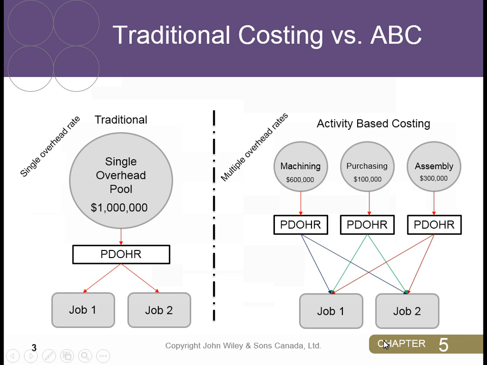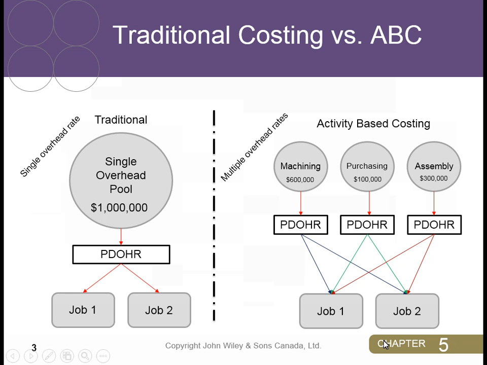Okay, but that's what ABC is. That's how it differs from traditional. Now again, the main benefit here is that, let's pretend we took a single activity pool here and allocated it based on direct labor hours. So we took $1 million and divided it by our estimated number of direct labor hours.